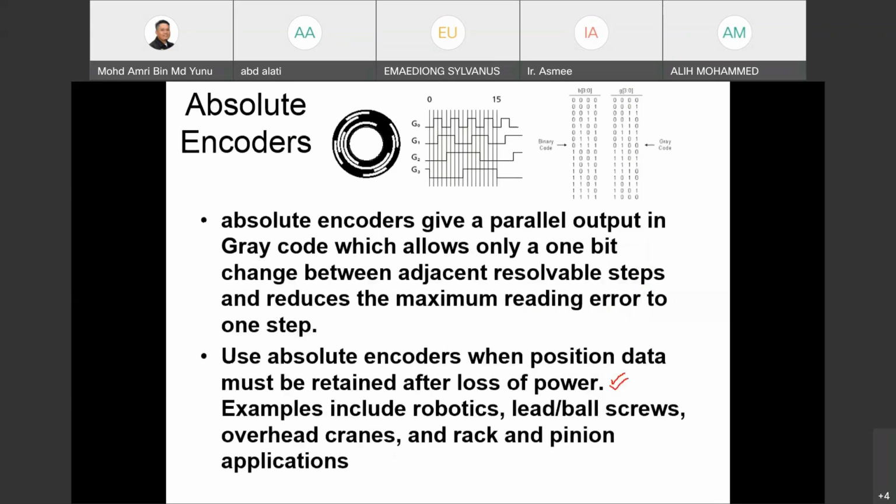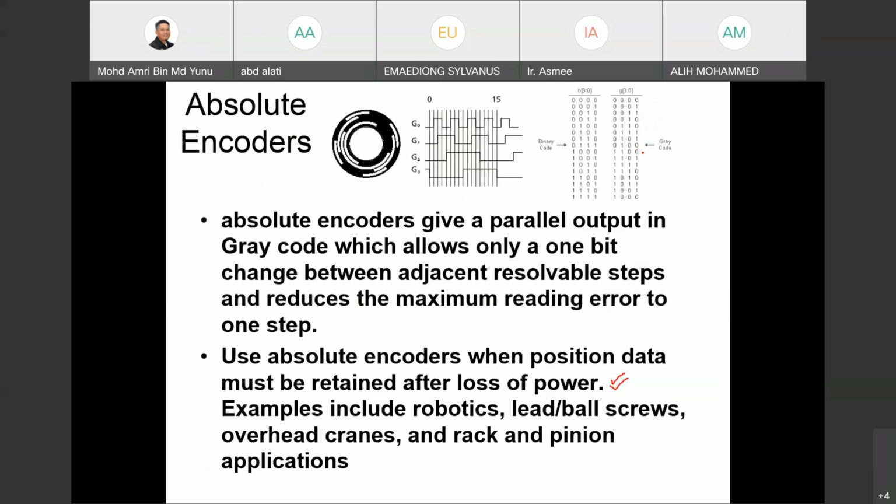So its disadvantages are that it is not tolerant to power interruption and has operational limitation with temperature. Okay, so the absolute encoder gives a parallel output in a gray code, which allows one bit change between adjacent resolver steps and reduces the maximum reading error to one step. Okay. So for example, here we have an encoder with a gray code, where at every step the output only changes one bit. Okay, so that's the output in gray code.